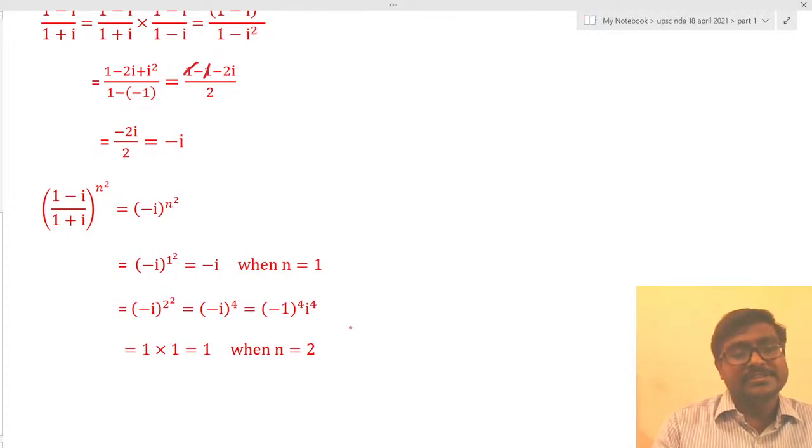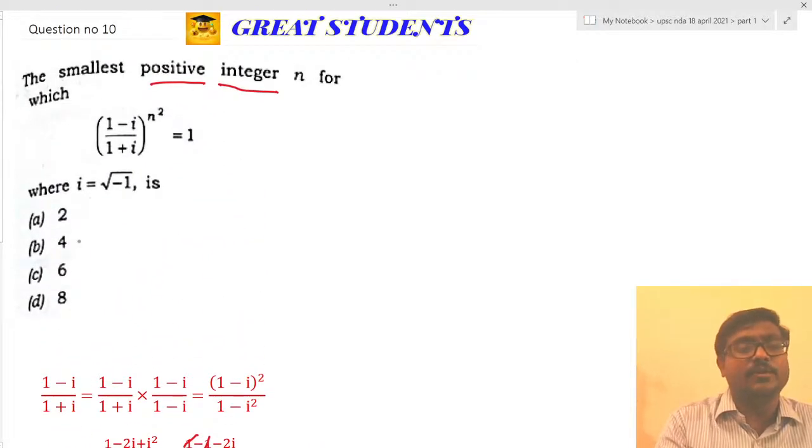So I move on to the second, n equal to 2. When I substitute n equal to 2, I will get 2 square. So minus i whole 2 square is minus i whole power 4. So minus 1 whole power 4 into i power 4, it will become i power 4 is 1. We know that this is a proof you might have studied. So i power 4 is 1, minus 1 whole power 4 is 1. So 1 into 1, 1. So for n equal to 2, the given expression reaches the value of 1.